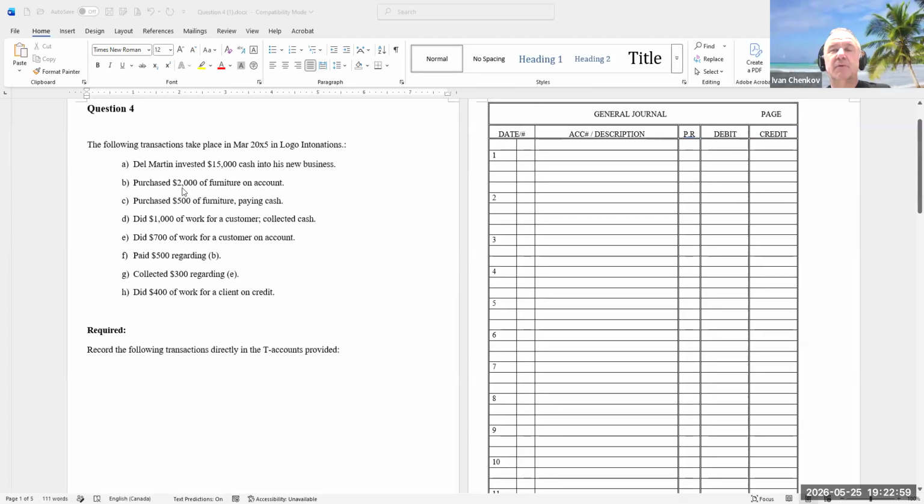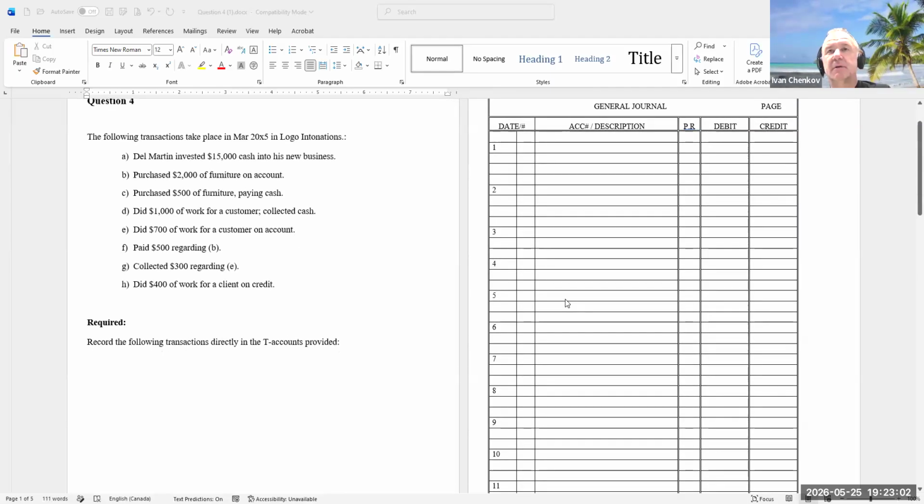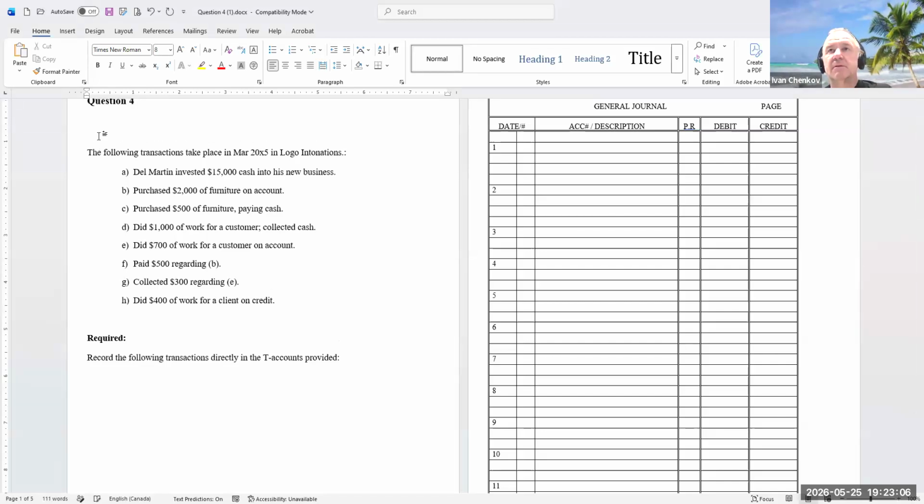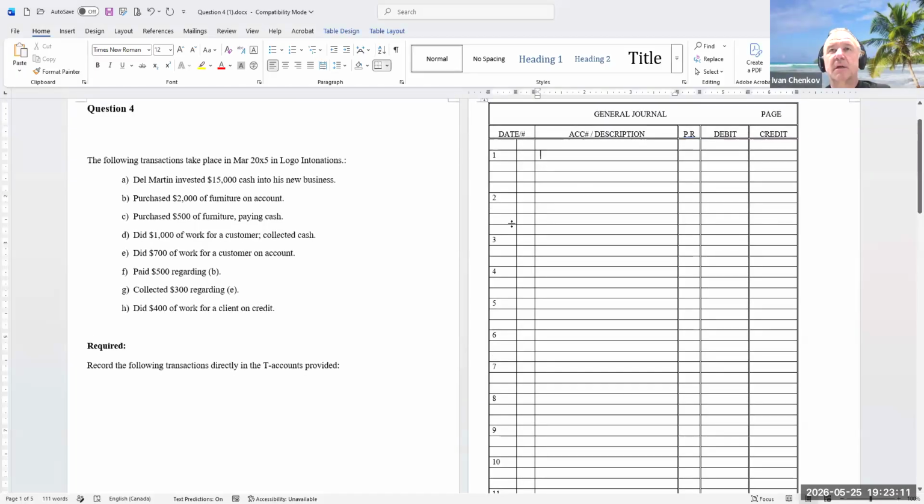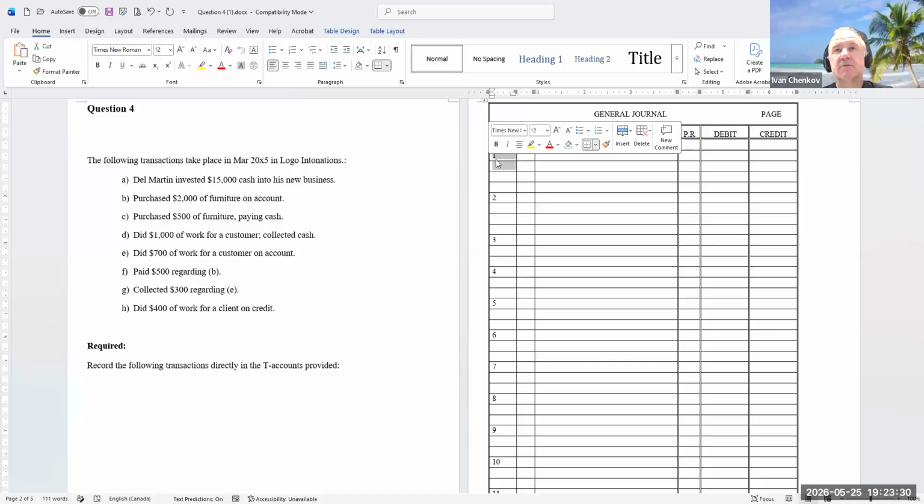So on one side I have the question, as you can see. On the other side I have the general journal, so I can start working on the general journal. The date, we're gonna forget about date for now. But in Pearson, when you do the questions, the question might ask you for a date, so please choose the date. Now, one after another. Now this says one, but we have to change it. That's not one anymore. That will be A.